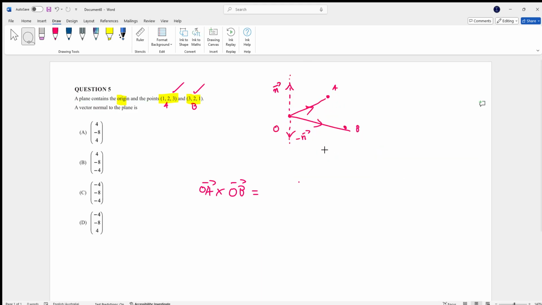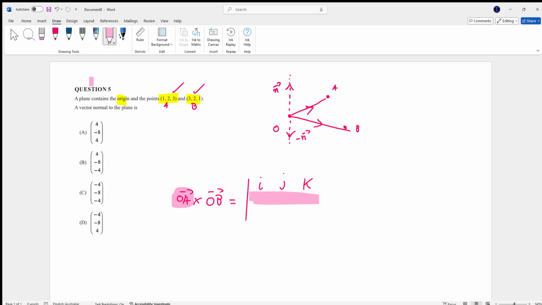I'll show you how to do it by hand if you don't know how to do it in your calculator. I would probably do it in the calculator in the exam because it's only worth 1 mark. You set up your 3x3 determinant, with i, j, and k on the top row to represent the unit vectors in the x, y, and z directions respectively. The vector O to A is 1, 2, 3, which goes in the second row, and O to B, which is 3, 2, 1, goes in the third row.